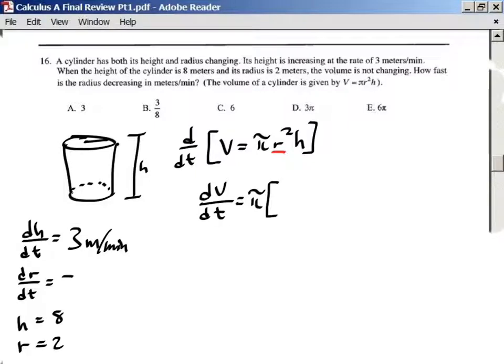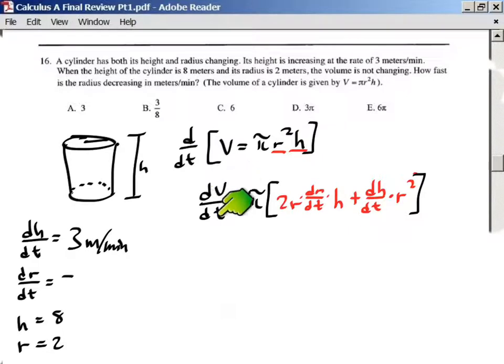the r squared first, so it's going to be 2r, and then dr over dt, and then times h. Then we're going to go plus the derivative of the second one, which is, the derivative of just h is going to be 1, and then we have to multiply it by dh over dt, so that's why there's a dh over dt there, and then we have to multiply it times r squared. Okay, so that's the derivative of the inside.